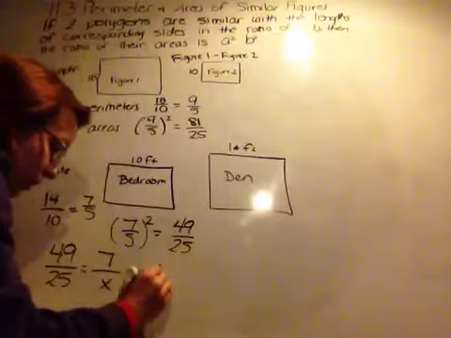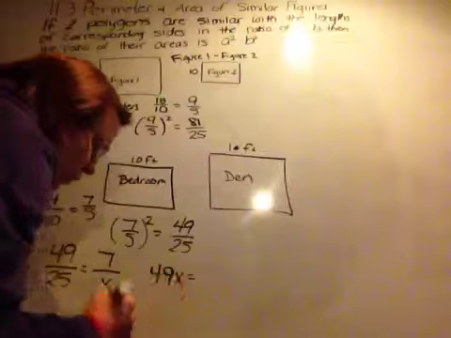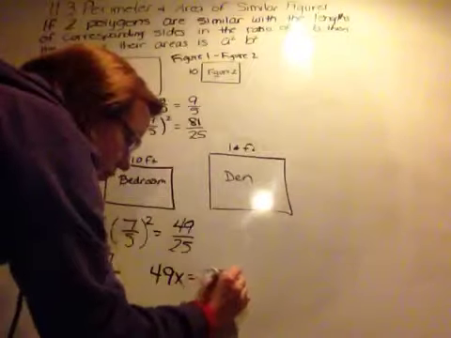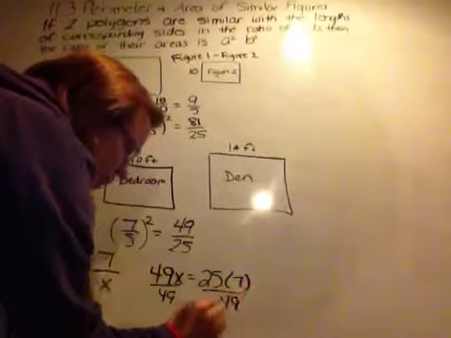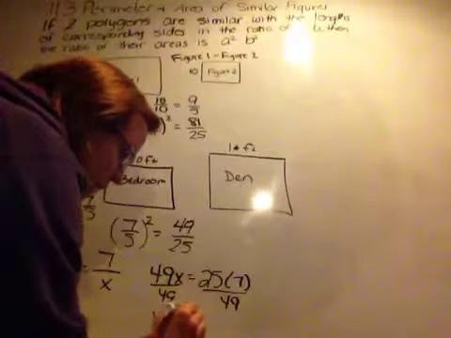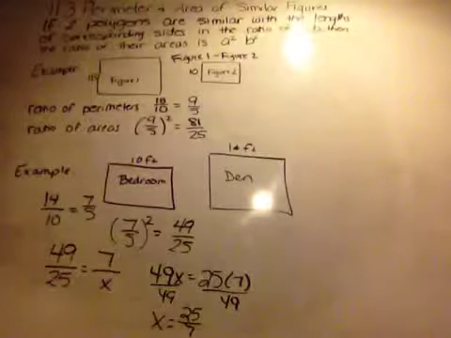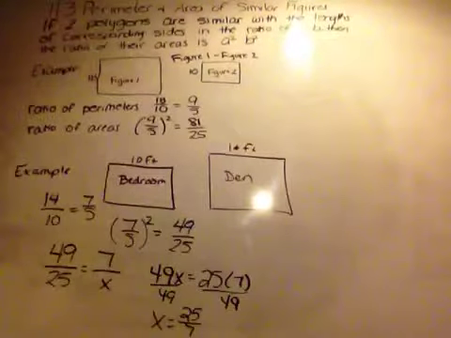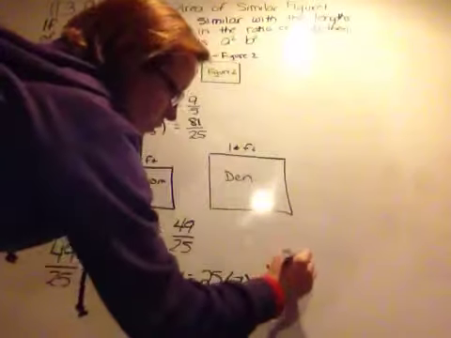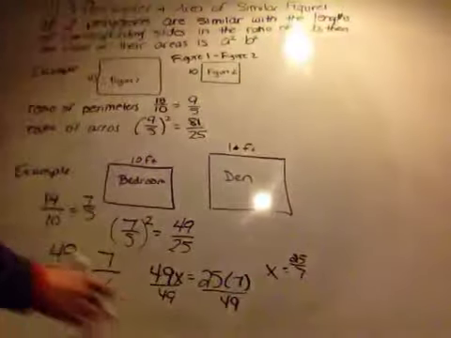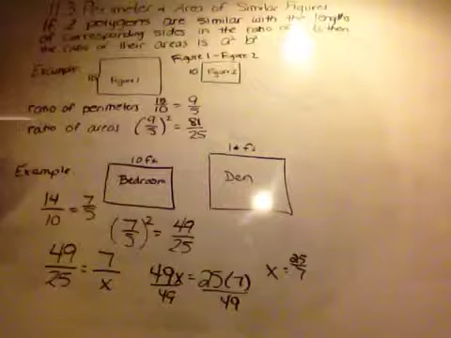I'm going to cross multiply to get 49x equals 25 times 7. And then I'm going to divide both sides by 49. And I get x equals 25 over 7. And that would be my answer. So that would be choice D.